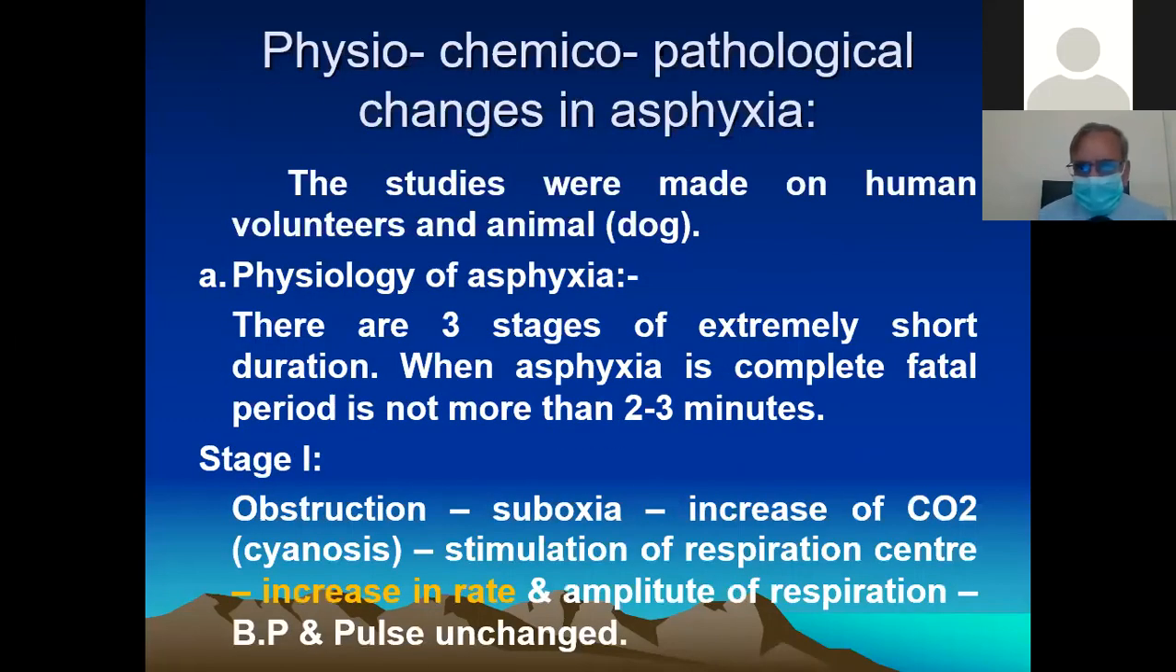Next, the second aspect of asphyxial deaths: we have to study what physiological, chemical, and pathological changes take place during asphyxia. Physiological changes occur in three stages. In stage one, there is reduced oxygen and increased carbon dioxide. The carbon dioxide increase stimulates the respiratory center, and there is an increase in the rate and amplitude of respiration. I asked this question in the MCQs.